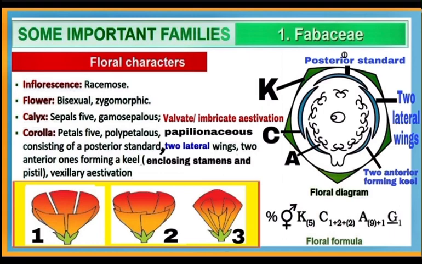Corolla or petals are also 5. They are polypetalous, meaning they are free. They are papilionaceous. See the diagram, consisting of a posterior standard, 2 lateral wings, and 2 anterior ones forming a keel. So it is a vexillary type of aestivation in the corolla.